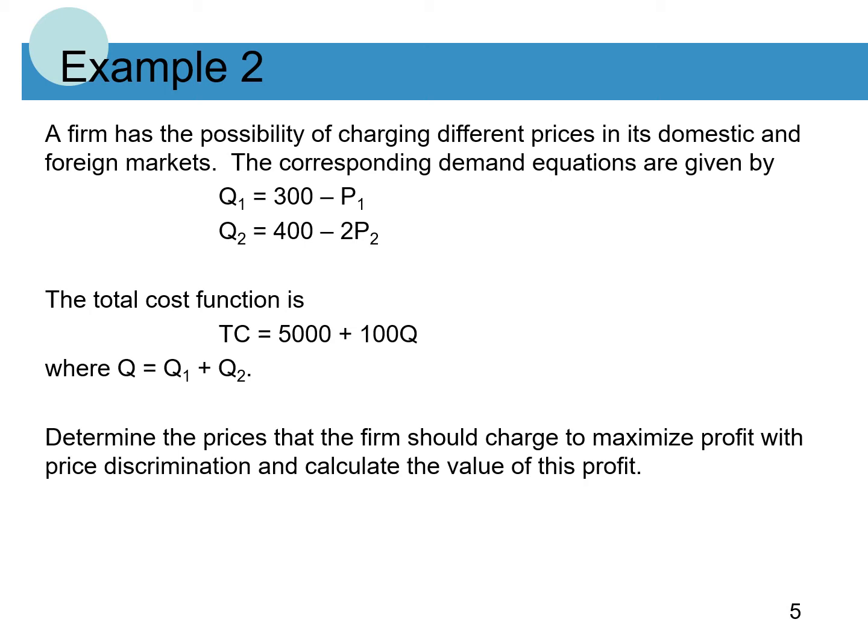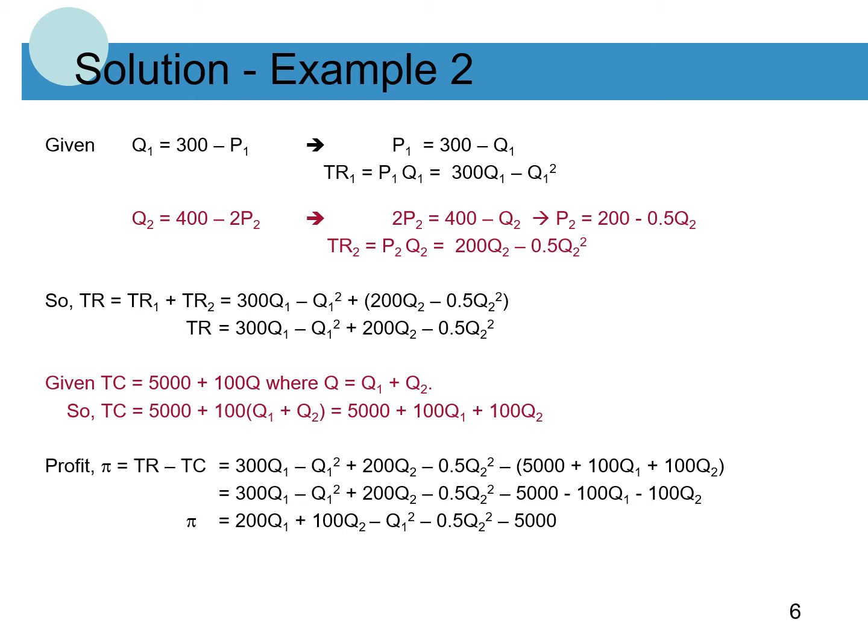In order to solve this, we are given that Q1 is equal to 300 minus P1. Therefore we have to convert this, or change it, into a function of P with respect to Q. Therefore, we have P1 is equal to 300 minus Q1. Therefore, the total revenue 1, or TR1, is equal to P1 times Q1. Therefore, we have 300Q1 minus Q1 squared, where TR is equal to (300 minus Q1) times Q1.